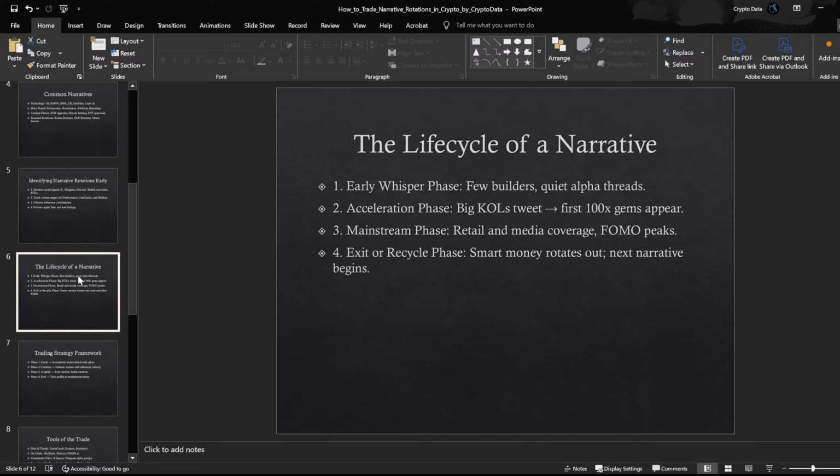Then you have the mainstream phase, retail and media coverage, FOMO peaks. So now the news outlets are talking about the Genius Act. Now the stablecoin narrative is full blown. Now you have that exit liquidity entering because they're entering at the top. And then you have the exit or recycle phase. This is when the smart money rotates out and looks for the next narrative, okay?